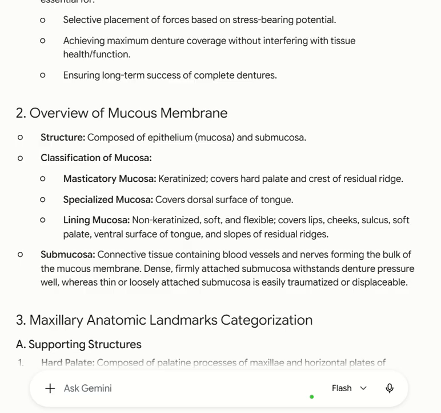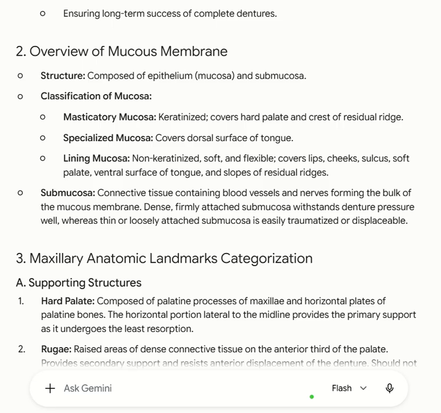Lining mucosa, non-keratinized, soft, and flexible, covers lips, cheeks, sulcus, soft palate, ventral surface of tongue, and slopes of residual ridges. Submucosa, connective tissue containing blood vessels and nerves forming the bulk of the mucous membrane. Dense, firmly attached submucosa withstands denture pressure well, whereas thin or loosely attached submucosa is easily traumatized or displaceable.